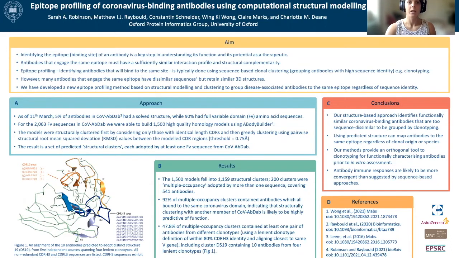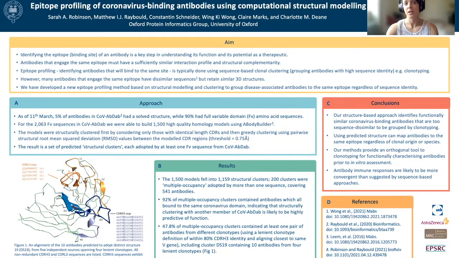Epitope profiling, grouping antibodies which bind to the same epitope, can be done in laboratory assays, but most of the existing bioinformatics methods typically use sequence-based clustering, like clonotyping, where antibodies with high sequence identity are grouped together, assuming that they are likely to bind to the same site because of this high sequence identity. And we know that antibodies which bind to the same epitope must have some similarity. They must interact similarly or have some structural complementarity to enable binding to the epitope.